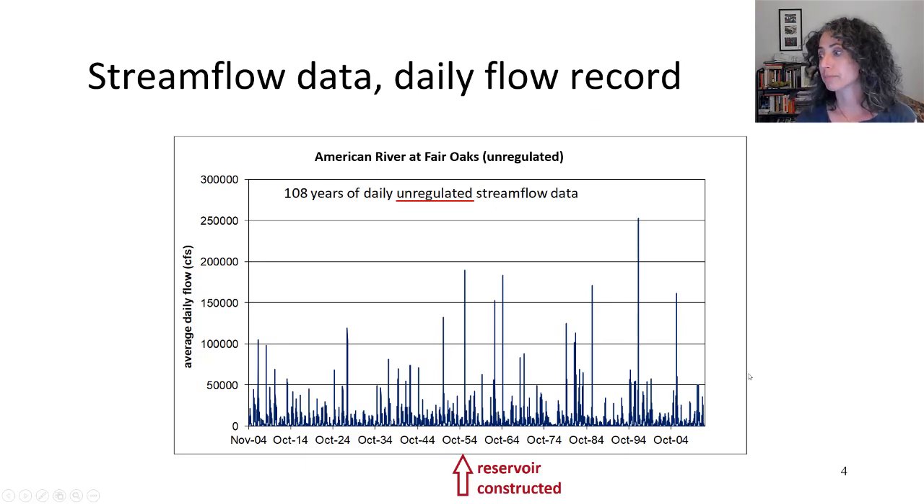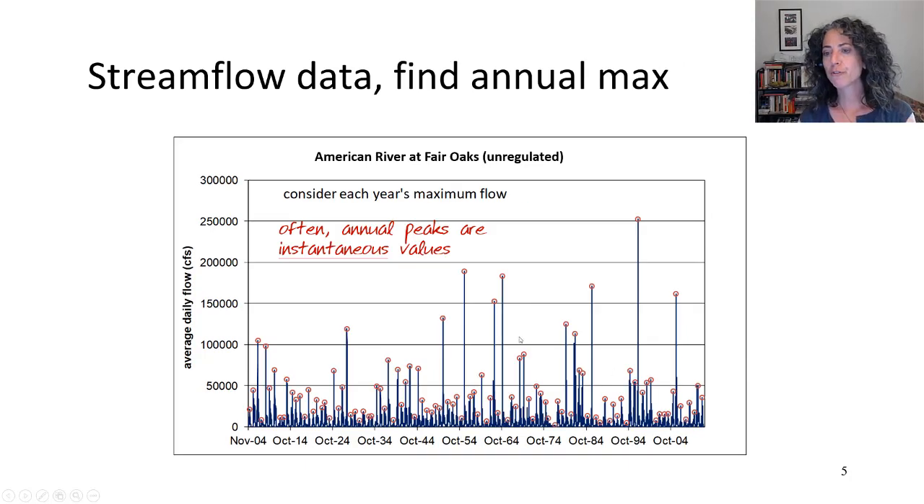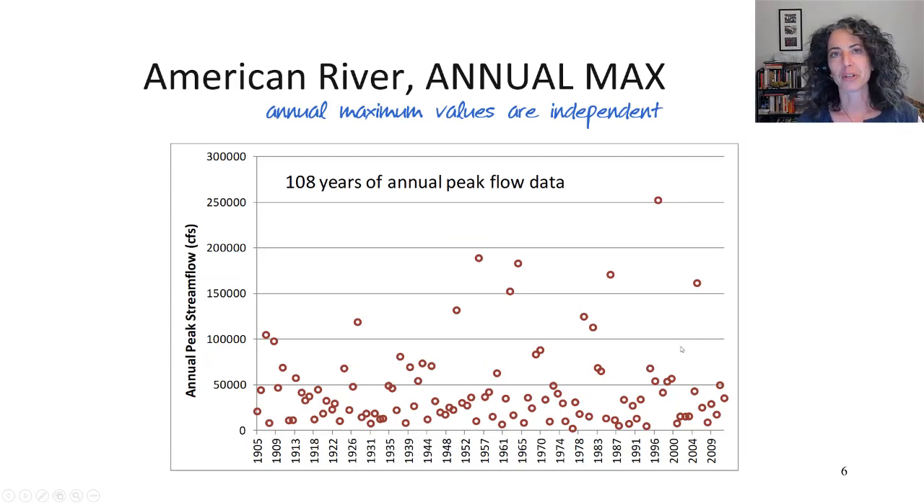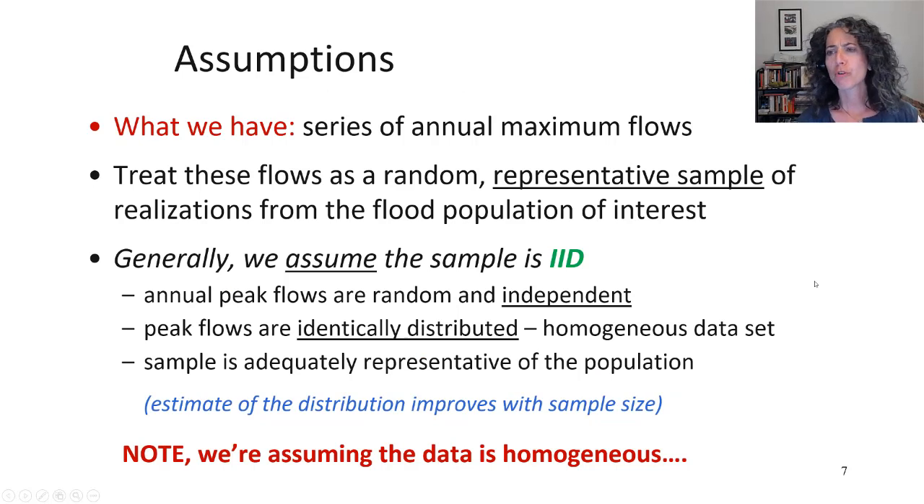So to start with an annual maximum series, first we're just going to pull the largest value in each year. This is going to give us 108 values that we can use as a sample to estimate the probability distribution of the largest flow in each year, or the annual maximum. So let's take a moment to be reminded of the assumptions that we're making in this data set of 108 annual maximum values. Right? So we're treating this sample as a random representative sample from the probability distribution of the largest flow in each year.